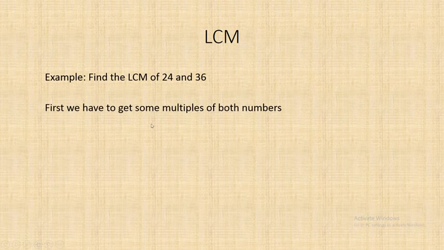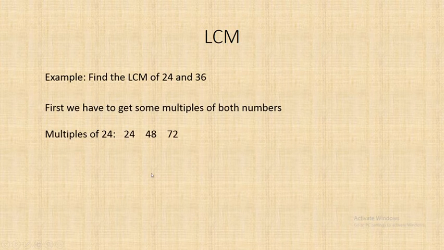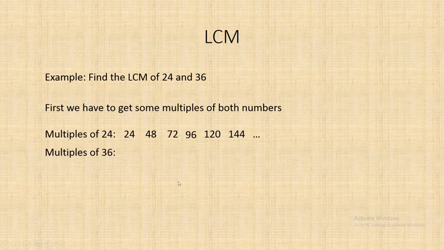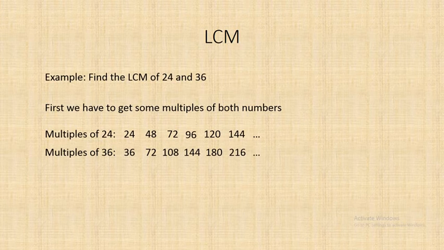So here is 24 and 36. So first, we have to get some multiples of both numbers, 24 and 36. So let's start with 24. Multiples of 24 are 24, 48, 72, 96, 120, 144, and so on. And let's get some multiples of 36. So it's going to be 36, 72, 108, 144, 180, 216, and so on.